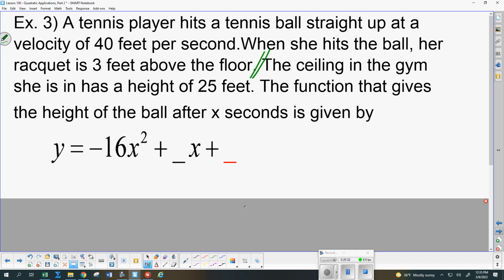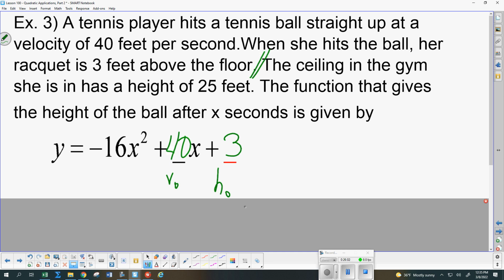Can you guys help me fill in the missing numbers on this equation that I need to use for this problem? Madeline? Okay, so the initial velocity has to go here. Austin, can you tell me what to put after that? Which is? So everybody good with that equation?